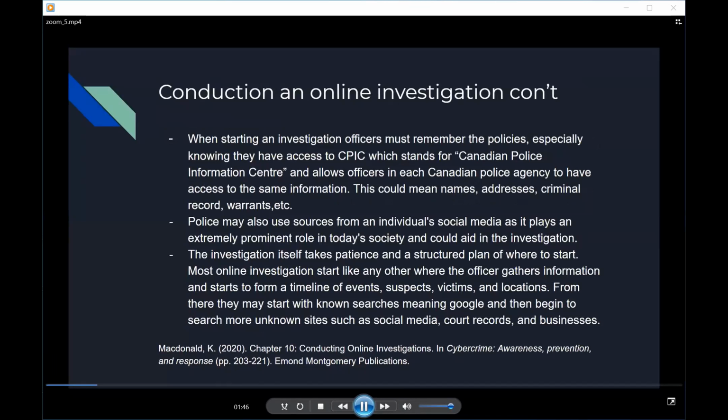When conducting an online investigation, officers must remember the policy, especially knowing they have access to CPIC, which stands for Canadian Police Information Center, and allows officers in each Canadian police agency to have access to the same information. This could mean names, addresses, criminal records, warrants, and many more.